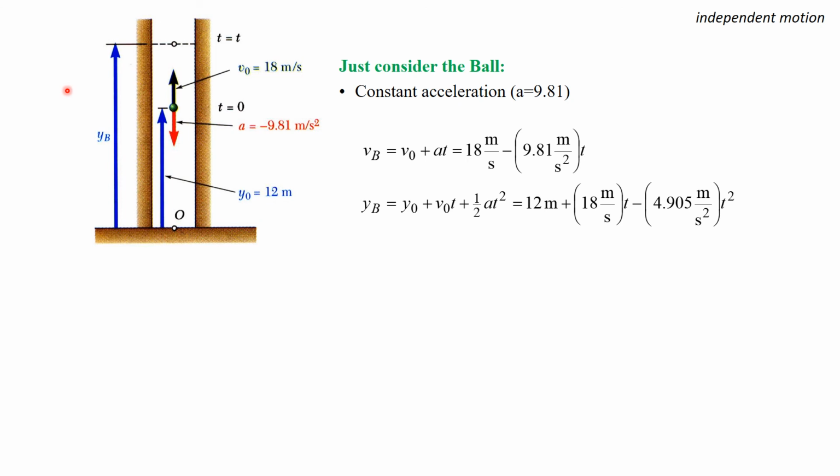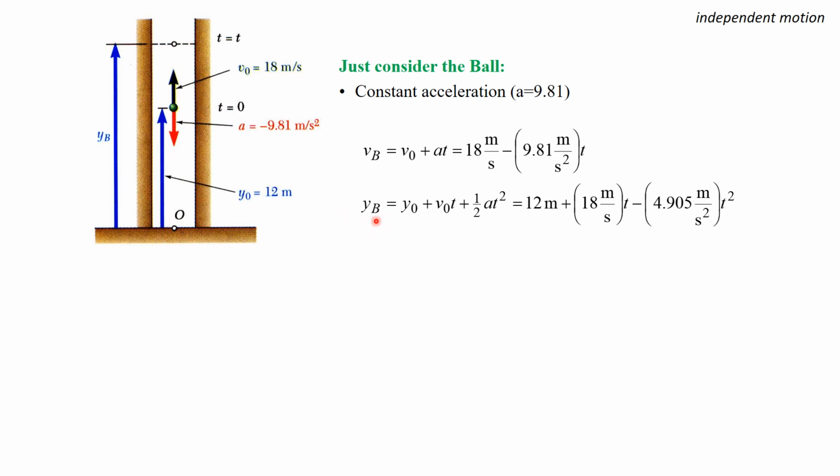For all of these equations, you're going to split it into parts. Let's start by just considering the motion of the ball. Just the ball, we have constant acceleration, gravity is acting down. So here is our constant acceleration equation. Velocity of the ball equals that initial velocity plus acceleration times time. The initial velocity was 18 meters per second. Acceleration is gravity, so we're going to plug that in there. So there's our velocity.